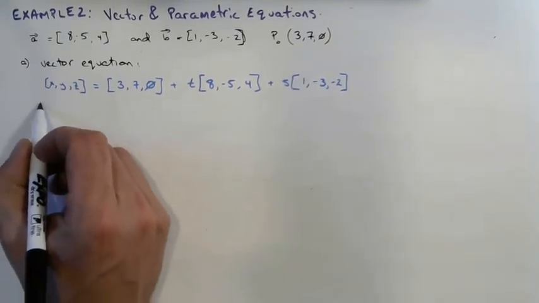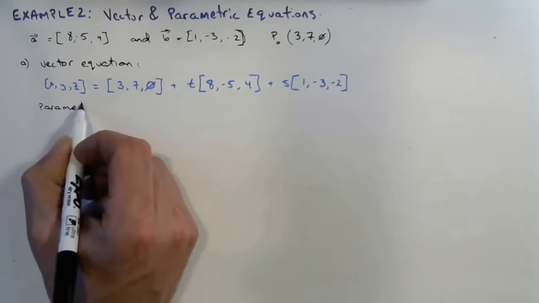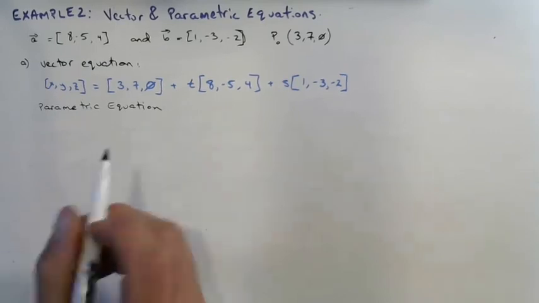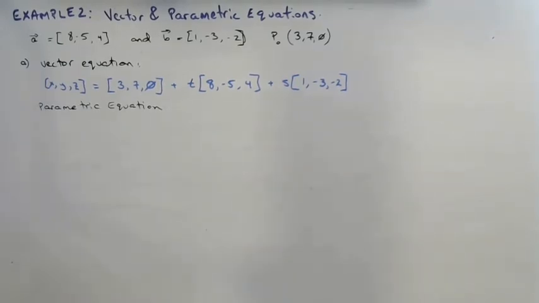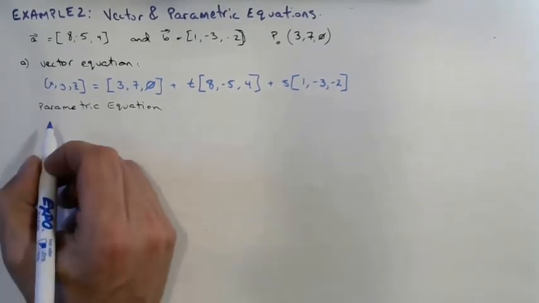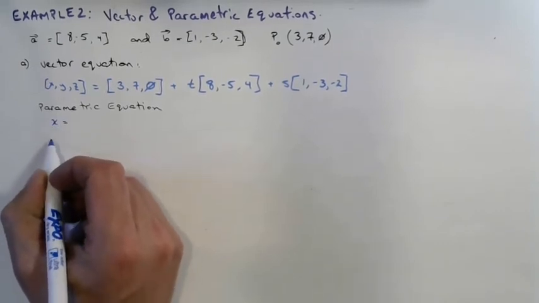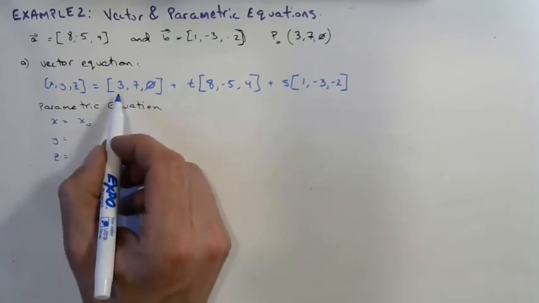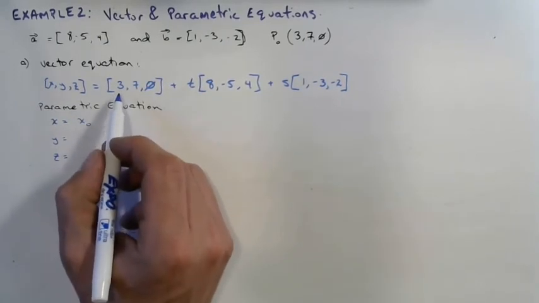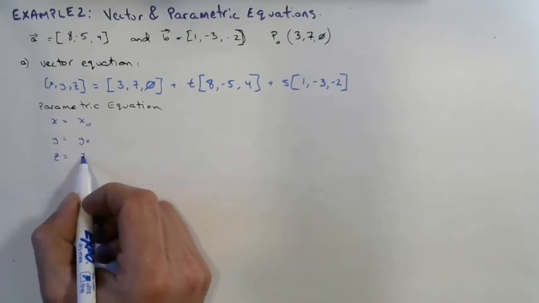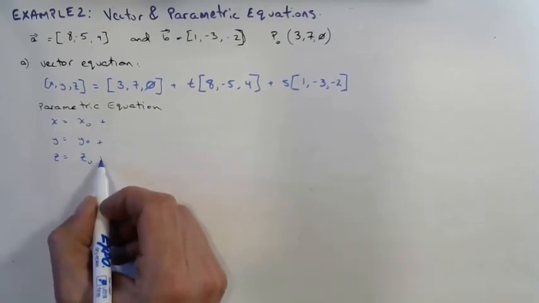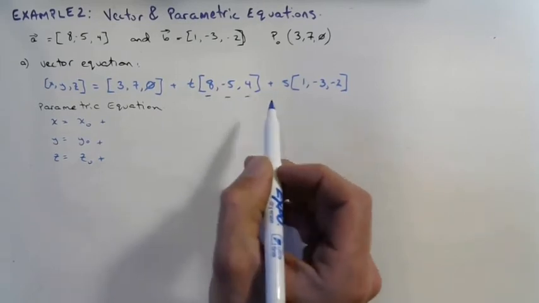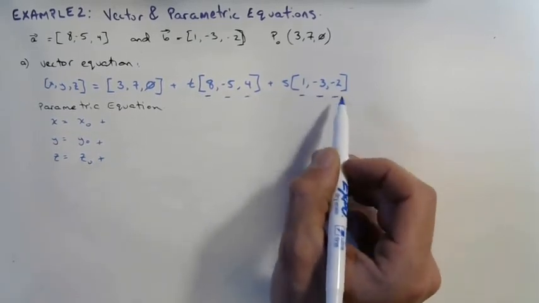Parametric equation. This is splitting it into its components. So we've got an x, a y, and a z. We're going to take x naught, which I'm not going to leave there, I'm going to erase it, but it's x naught, y naught, z naught, plus some multiple of the a component and some multiple of the b component.